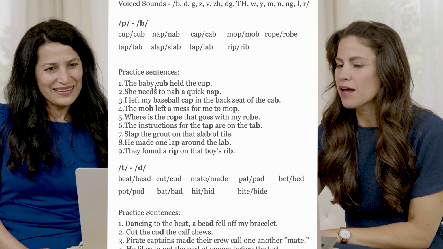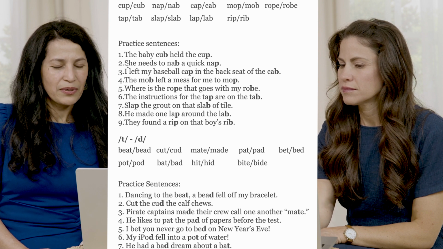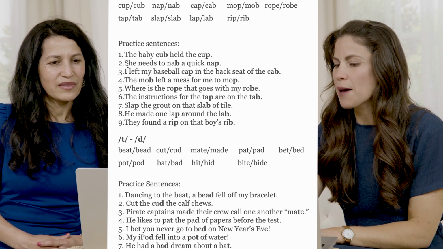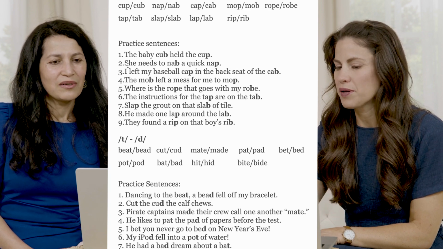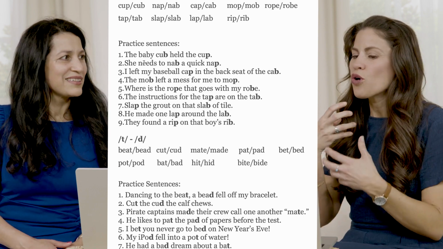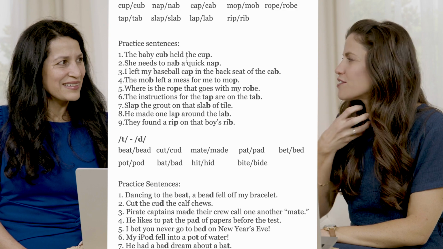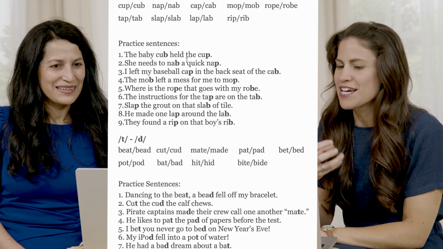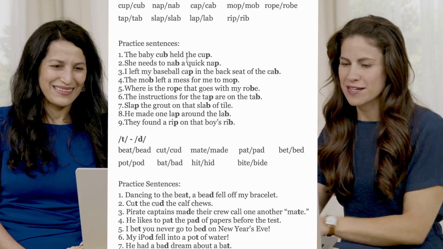The baby cub held the cup. Okay. So we're going to overemphasize that B a little bit more. The baby cub held the cup. Good. I like that. So what we're doing in the practice is just getting that B to activate, that voice to activate. So we're going to overemphasize it a little bit more than a normal speaking situation.